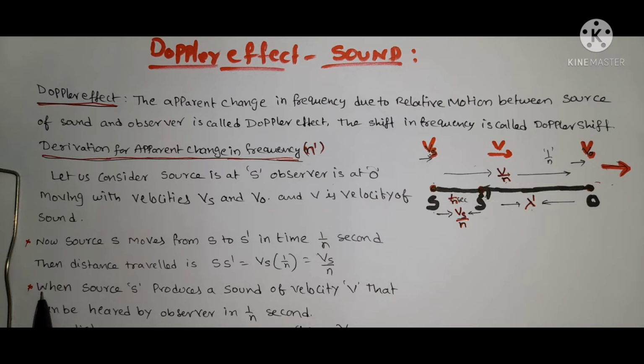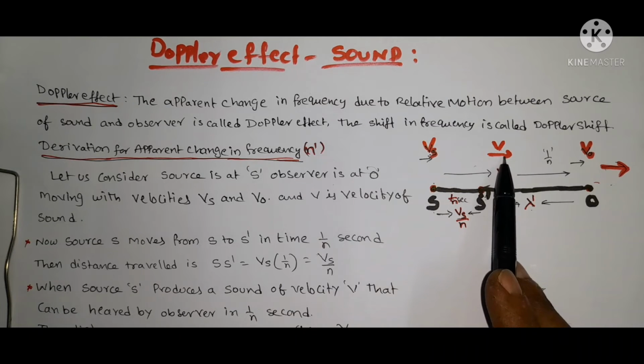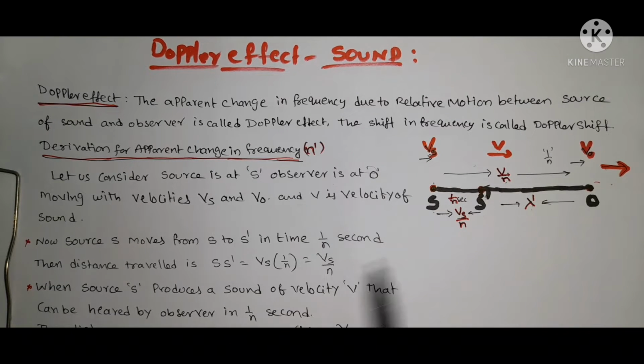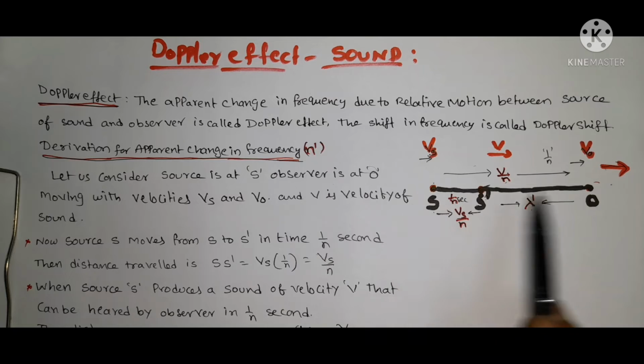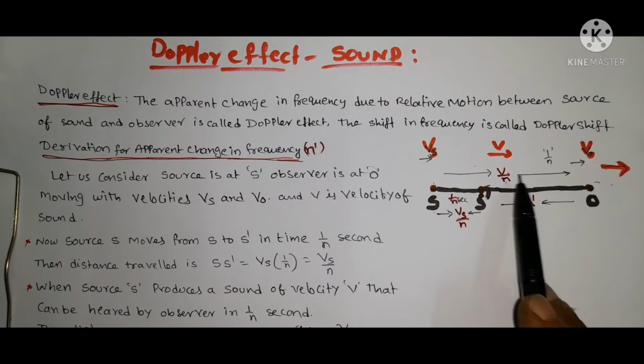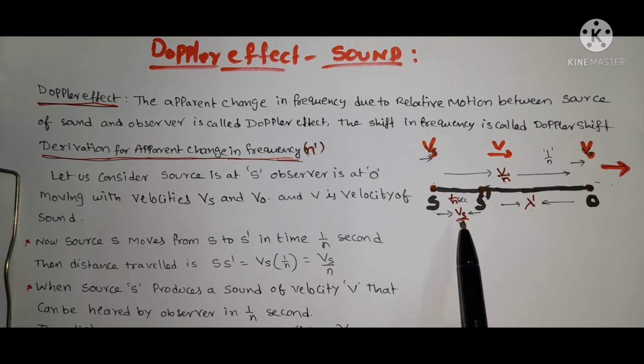Now when source S produces a sound of velocity v, that can be heard by the observer in 1 by n second. Then the distance between them is SO, which is equal to velocity into time, that is V into 1 by n, that is V by n. So we have Vs by n and V by n. The total distance is V by n, and the distance traveled by the source is Vs by n.